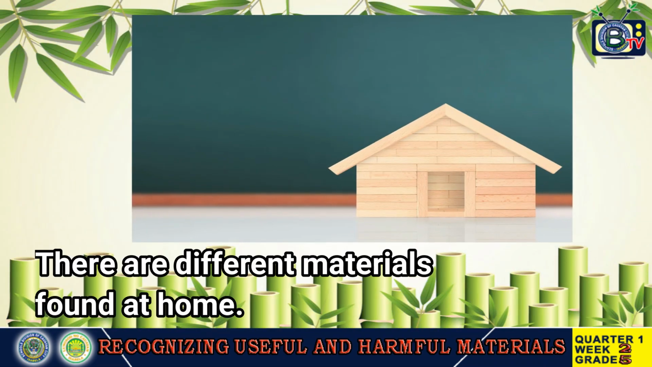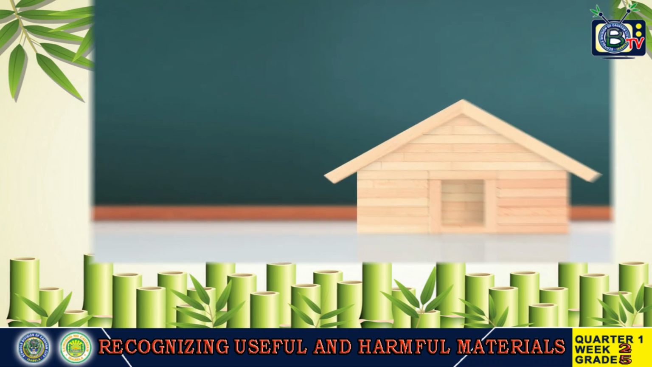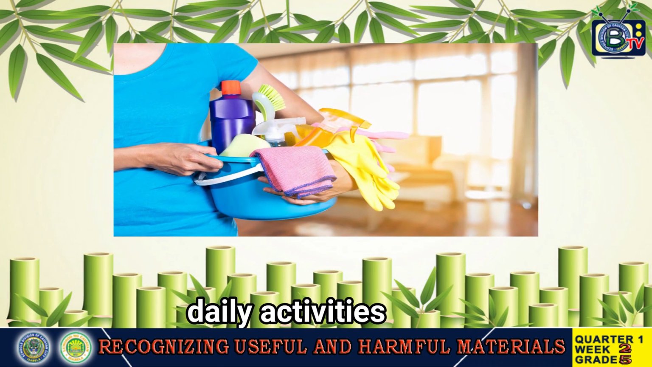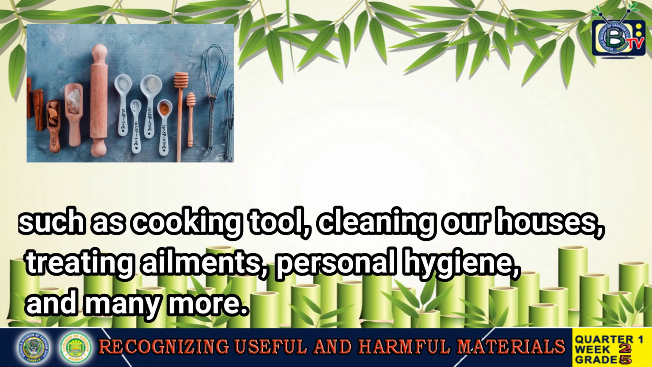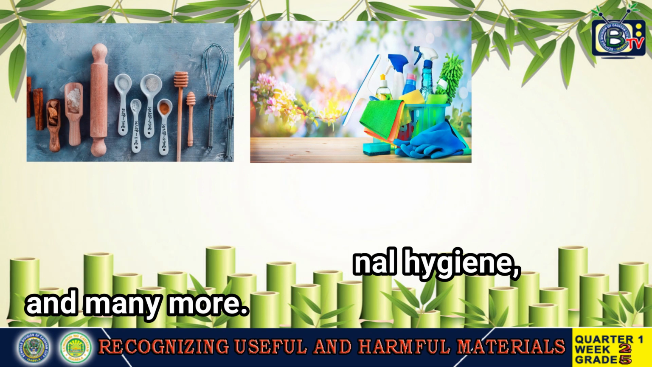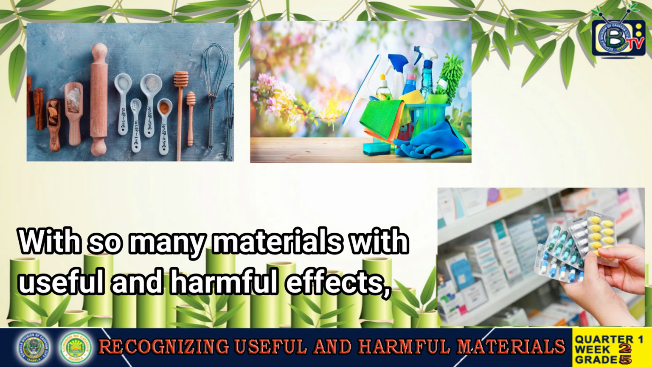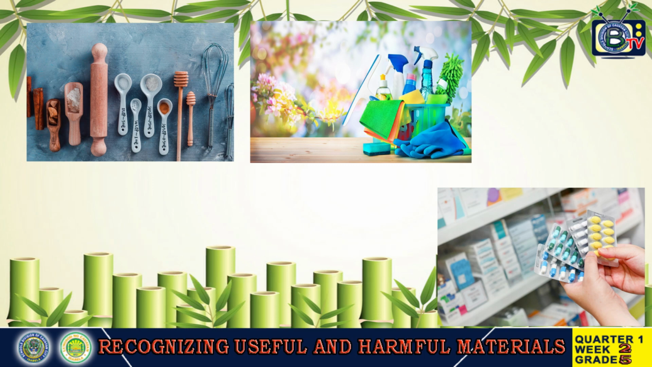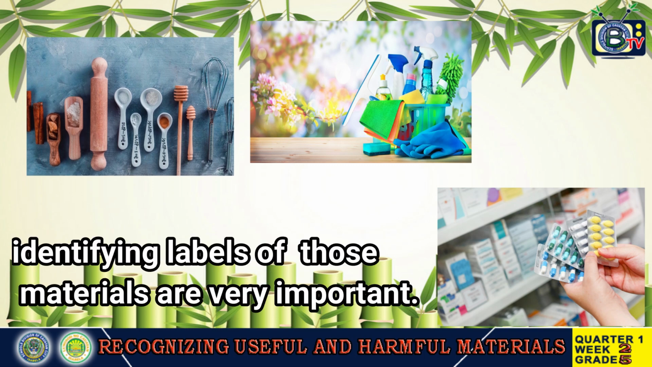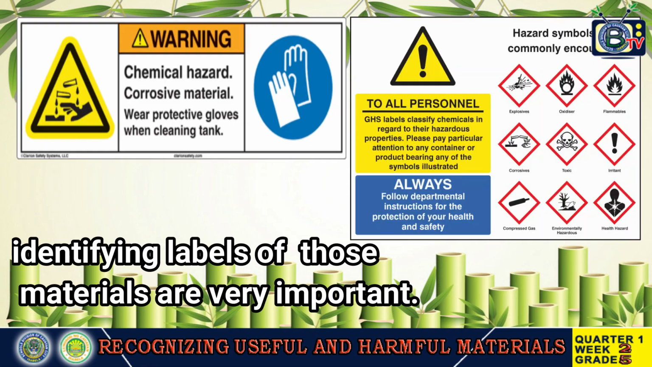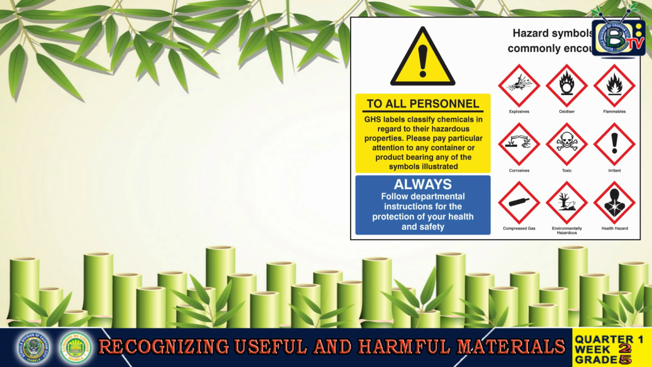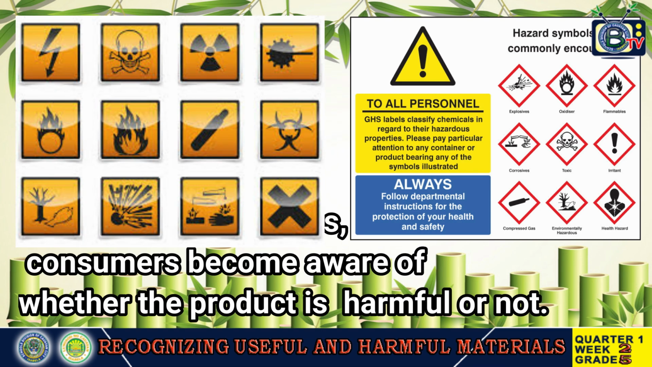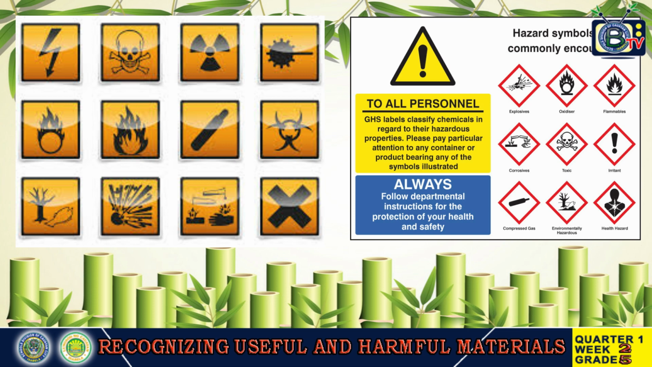There are different materials found at home. These are important because they are used in our daily activities such as cooking tool, cleaning our houses, treating ailments, personal hygiene, and many more. With so many materials with useful and harmful effects, identifying labels of those materials are very important. Through product labels, consumers and children become aware of whether the product is harmful or not.